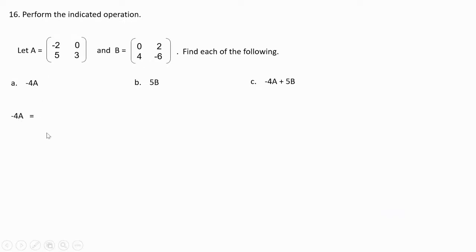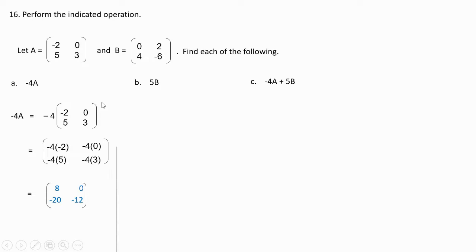So here we have negative 4 times A, right? So negative 4 times matrix A means I have to multiply negative 4 times every element in the matrix. Okay. Negative 4 times negative 2, negative 4 times 0, negative 4 times 5, and negative 4 times 3. But if you want, guys, you can go straight from here to the answer, right? Because negative 4 times negative 2 is going to give us 8. Negative 4 times 0 is going to give us 0. Negative 4 times 5 is going to give us negative 20. And negative 4 times 3 will give us negative 12. So that's my solution for negative 4 times matrix A.